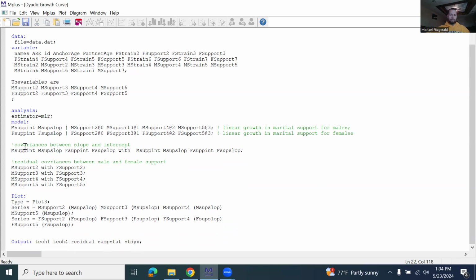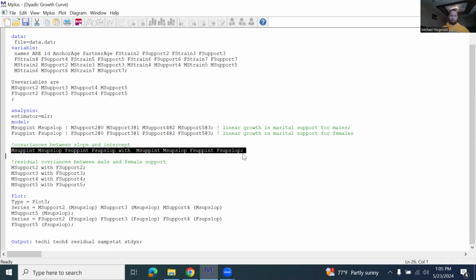And so what we're going to specify next is the covariances between the intercept and slope factors. So marital partners, each partner within a dyad is nested within that dyad. So you have male partner nested within the relationship, and you have female partner nested within the relationship. And so those means and those slopes are probably going to be correlated in some way.